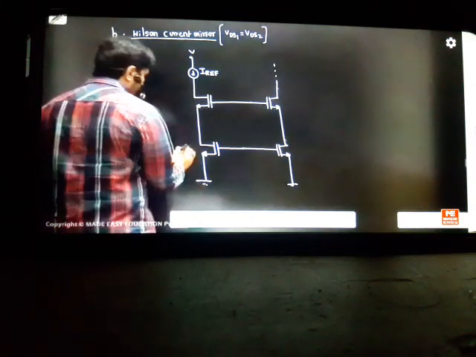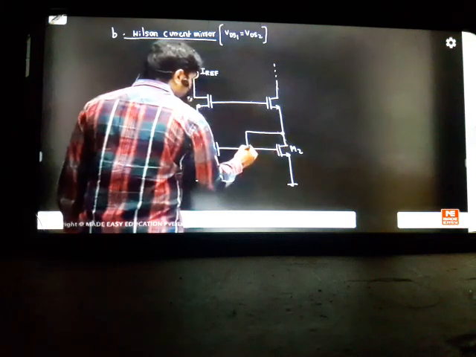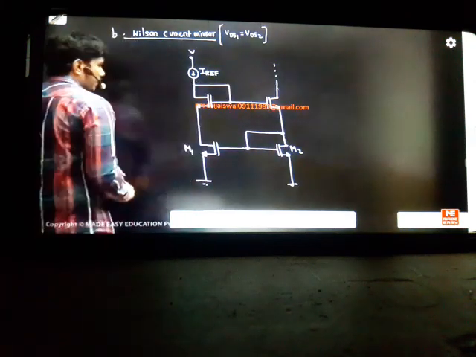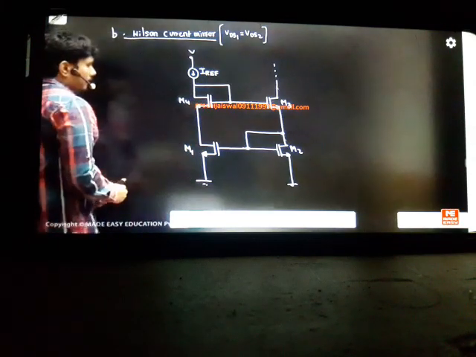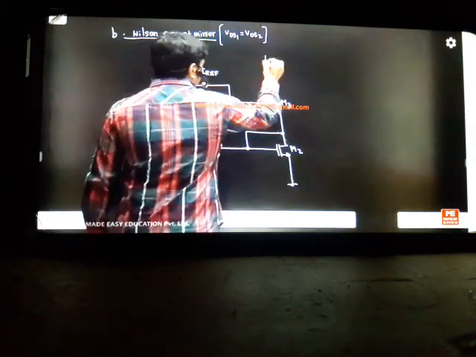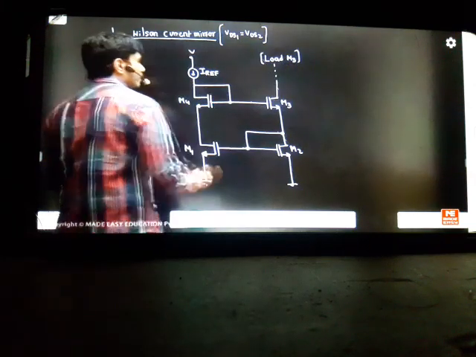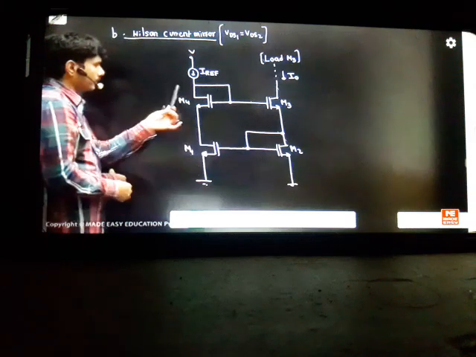So this is M1, and this is M2. Here we have a current mirror. I kept a current mirror like this, and here I also kept one current mirror like this. This is your M3 and this is your M4. So actually the load is this one. M3 is the load, an active load, where you want the current I0. We have used some current mirrors here to balance the concept.